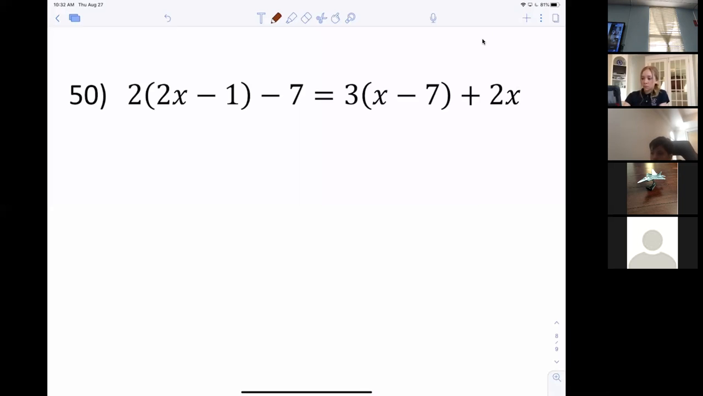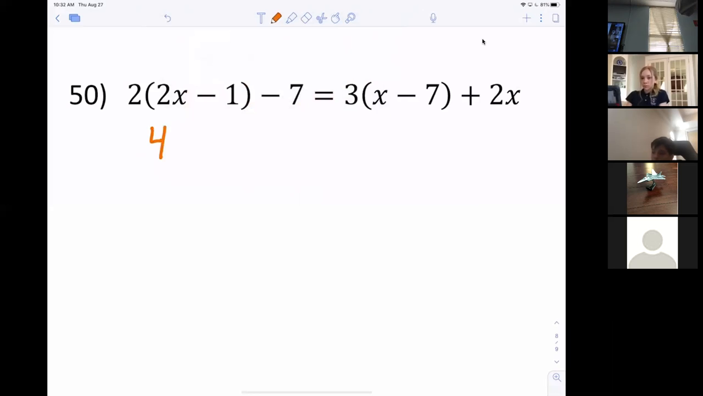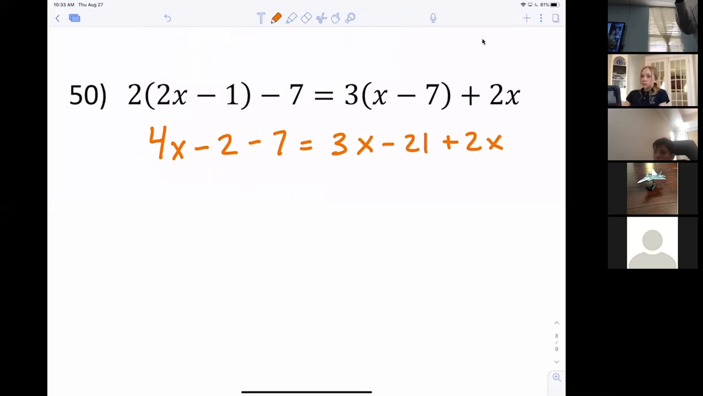All right, let's look at your paper, see if you have something similar to what I have. First thing is we're going to distribute the 2. When we distribute the 2, 4x minus 2 minus 7 equals 3x minus 21 plus 2x. If you have that step, you're in good shape. I know no one in here would forget to multiply 3 times 7, right? So make sure you're distributing properly.